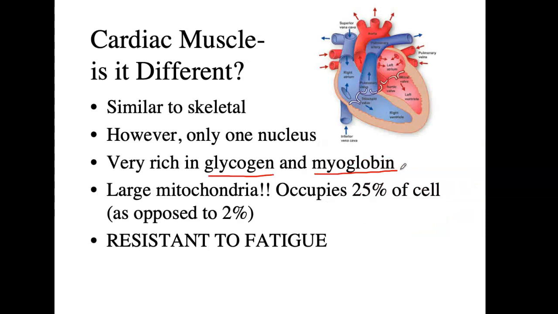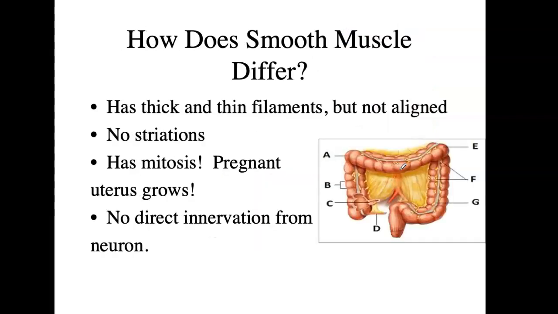Remember that it does have the striations, which means that the actin and the myosin are also aligned in that parallel fashion, and you'd be able to see the dark and light banding if you looked at it under the microscope. Okay, how about smooth muscle? How is that different? An intestine, for example.